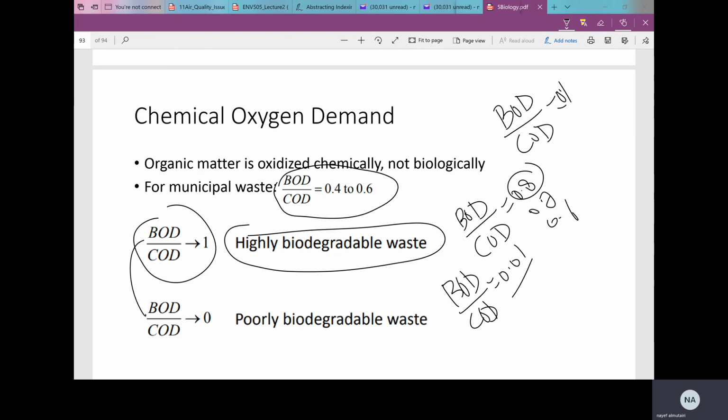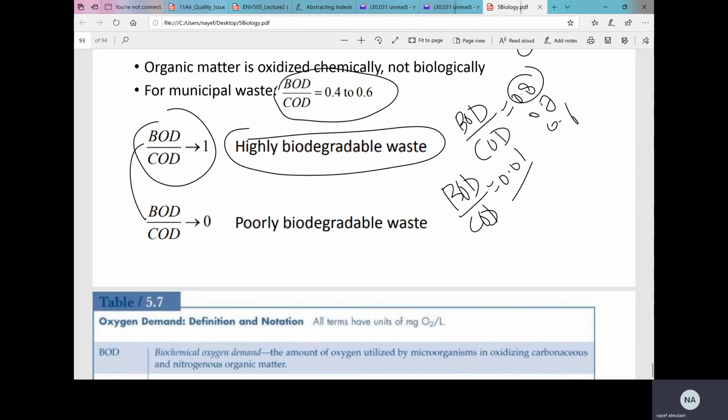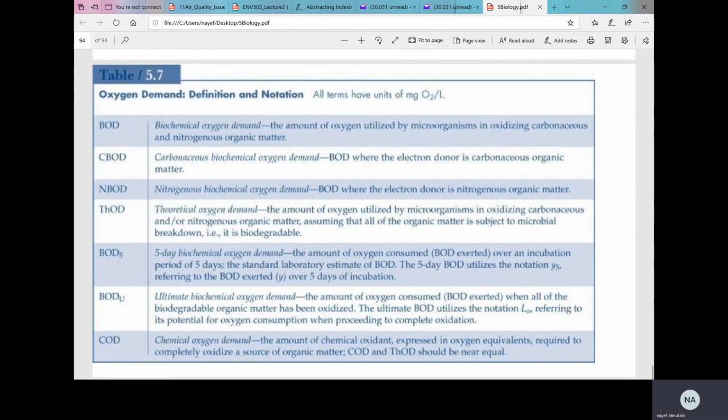So these are the two things we looked at. And these are the final definitions, and I think this is good for chapter 5.